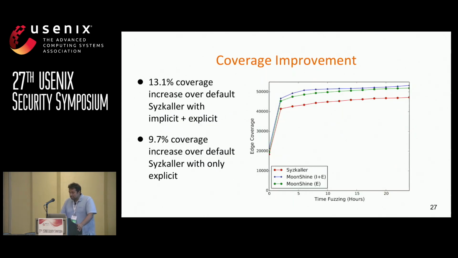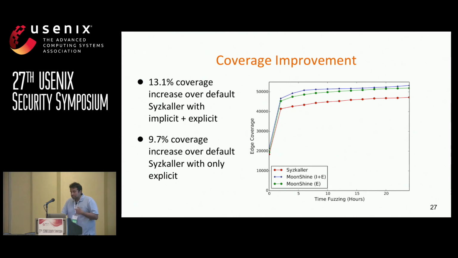Code coverage is another important feature to evaluate the performance of fuzzers. So we measured the impact of MoonShine on syzkaller's code coverage in a 24-hour fuzzing period. So the graph on the right shows our results. The x-axis is the time spent fuzzing, and the y-axis indicates the total coverage.